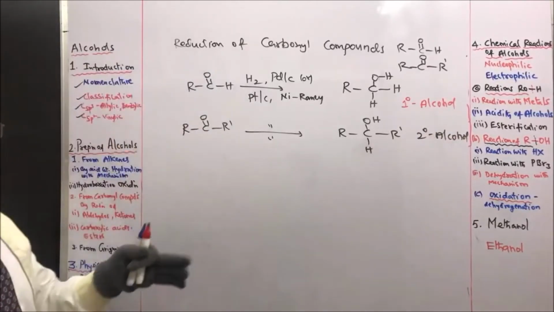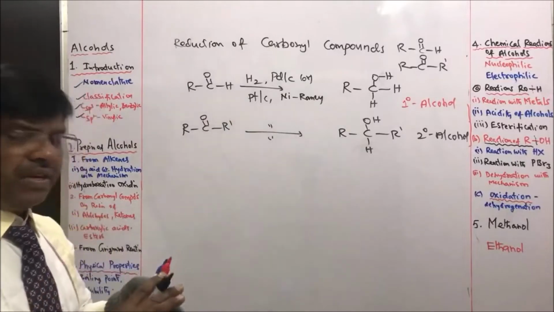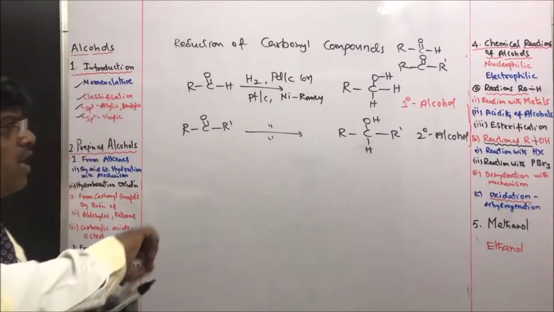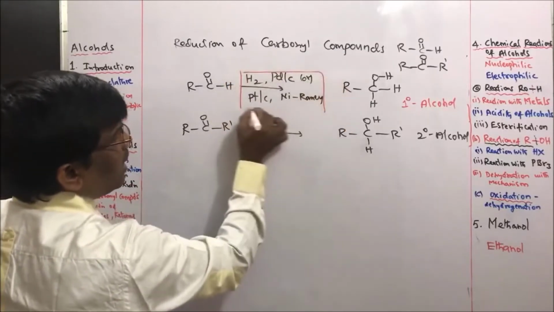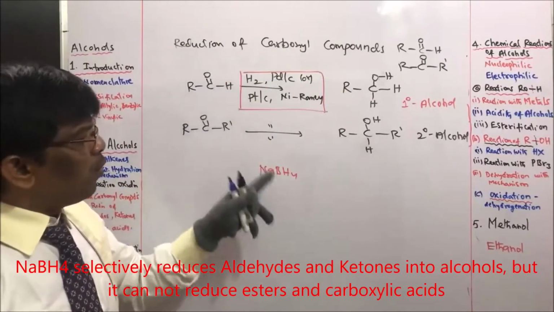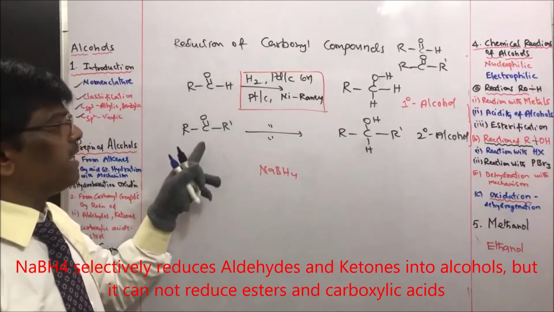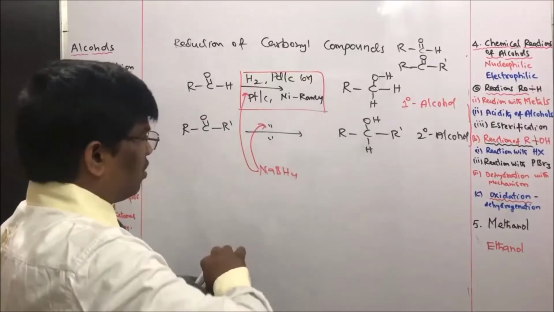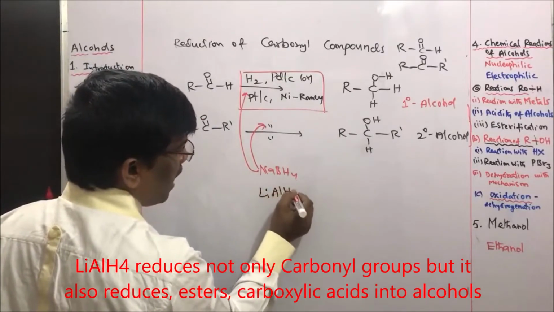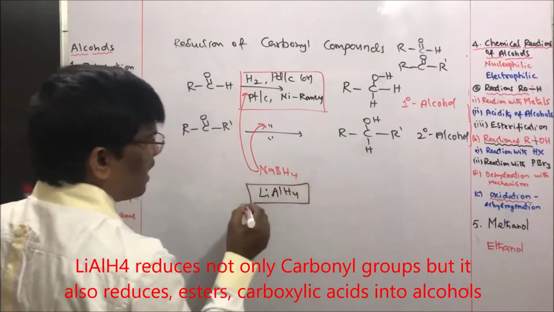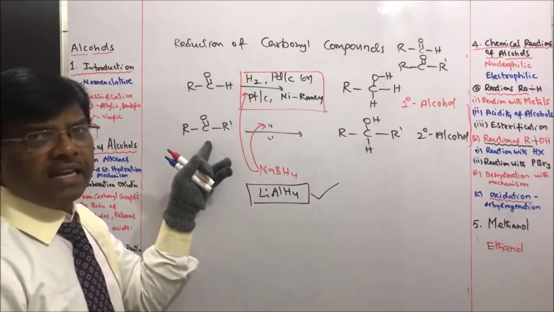Yes. So what are the reducing methods for the reduction of carbonyl compounds? Dear students, there are various methods. However, for your understanding, instead of hydrogen and radical and all these things, sodium borohydride reduces carbonyl compounds, aldehydes and ketones, to alcohols. And this is lithium aluminum hydride, a versatile reagent that reduces carbonyl compounds, that is aldehydes and ketones.